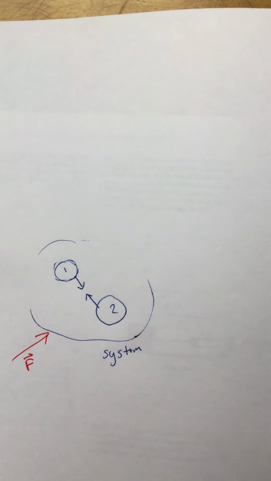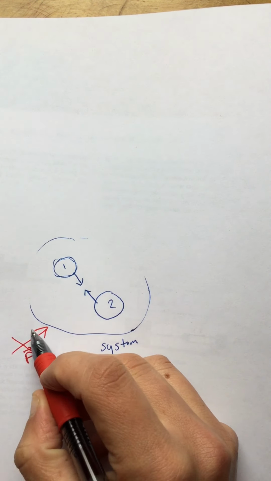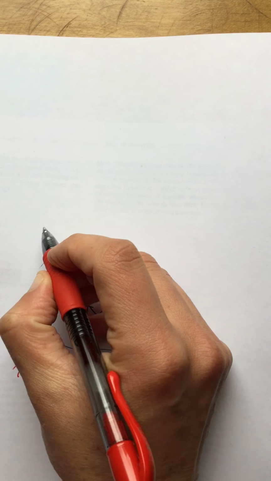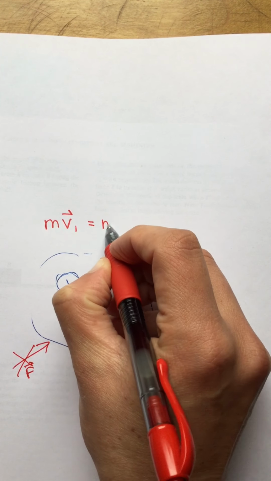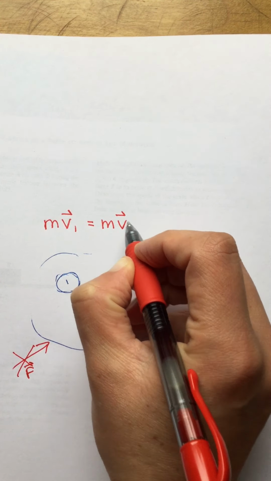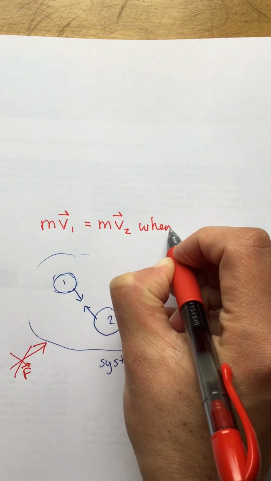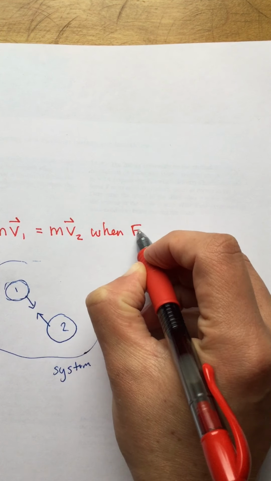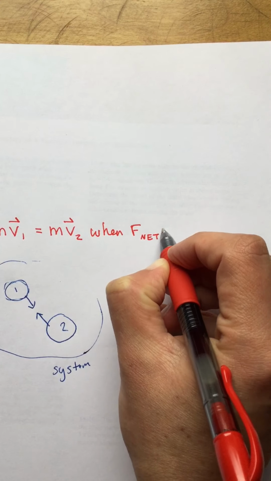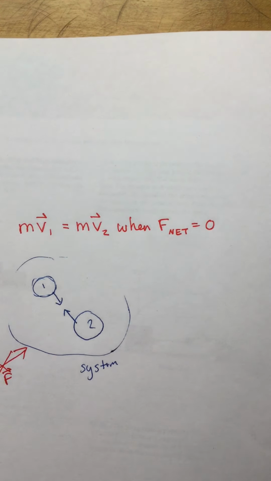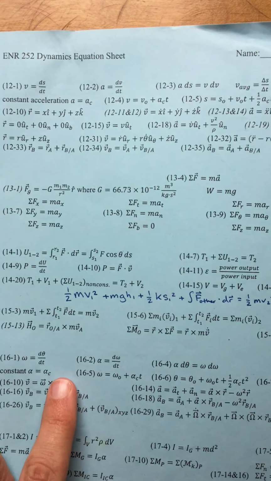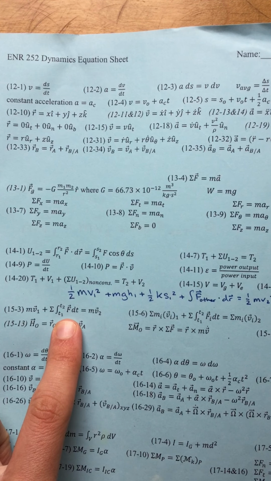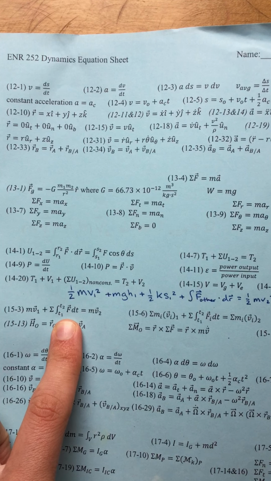So in the absence of any external forces, we have the initial momentum is equal to the final momentum when the net external force is equal to 0. Okay, but we're going to stick with equation 15.3 and always check to make sure the external force is equal to 0 for our system.